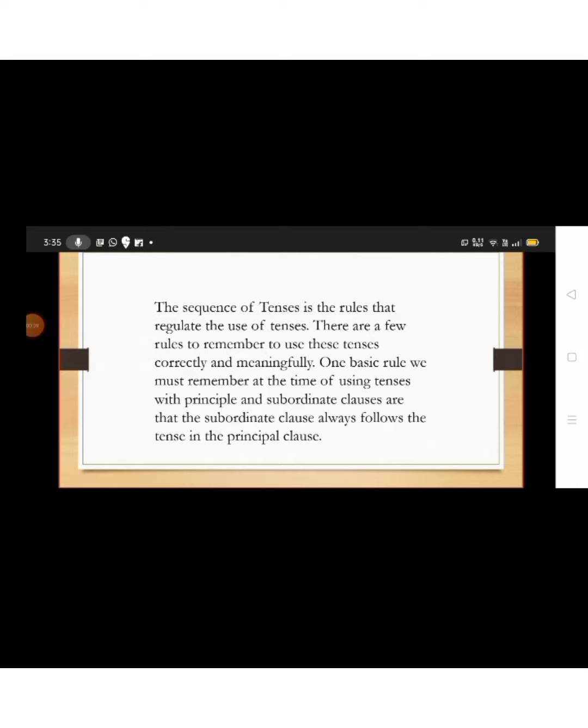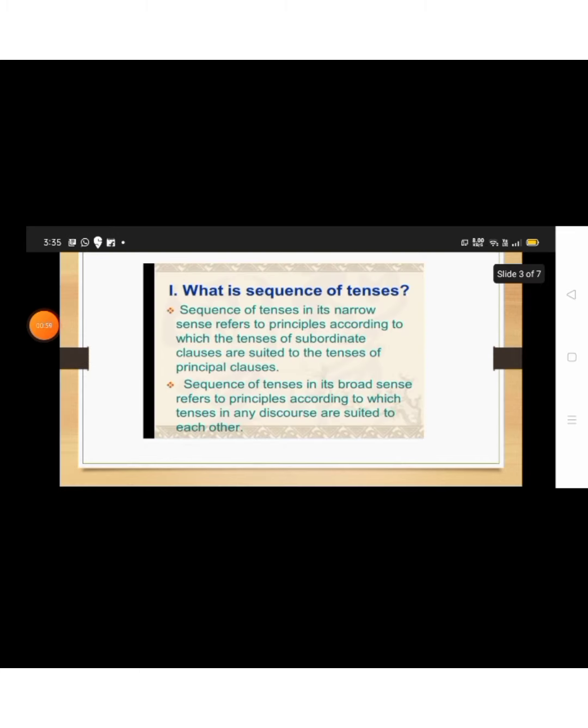What do you mean by sequence of tense? Sequence of tense is the rule that regulates the use of tenses. One basic rule we must always keep in mind while using tenses with principal and subordinate clauses is that the subordinate clause always follows the tense in the principal clause. That means sequence of tenses, in its narrow sense, refers to the principle according to which tenses of subordinate clauses are suited to the tenses of the principal clause.